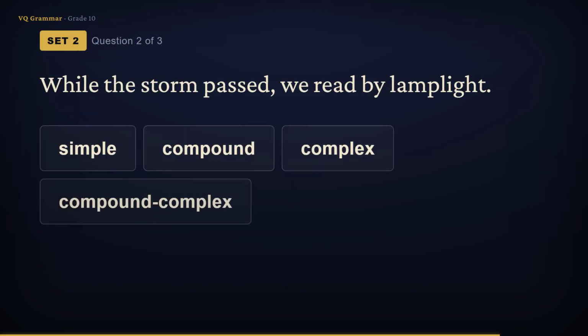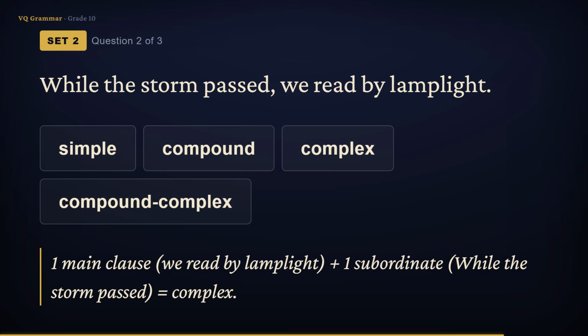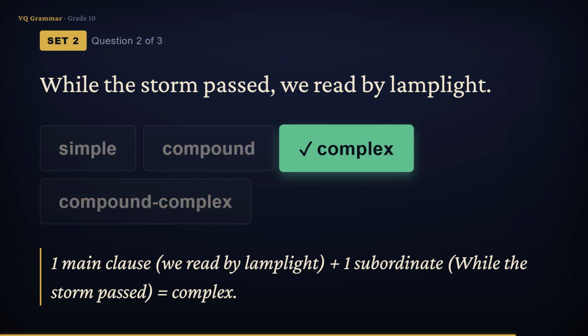While the storm passed, we read by lamplight. While the storm passed opens with while, so it cannot stand alone, subordinate. We read by lamplight is a complete thought, main. 1 main, 1 subordinate. The answer is complex.